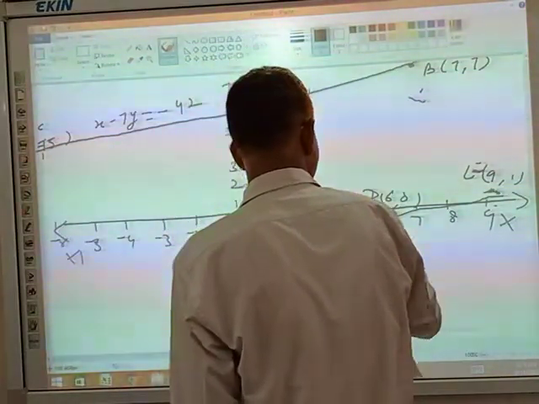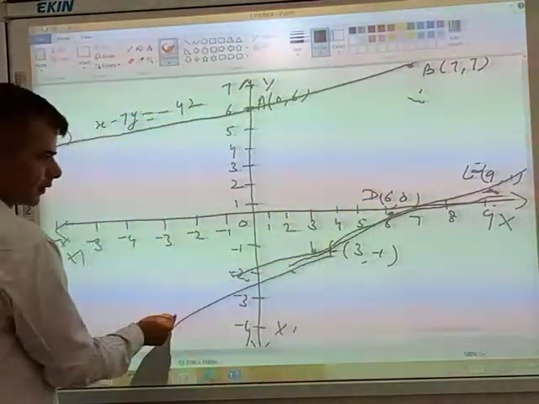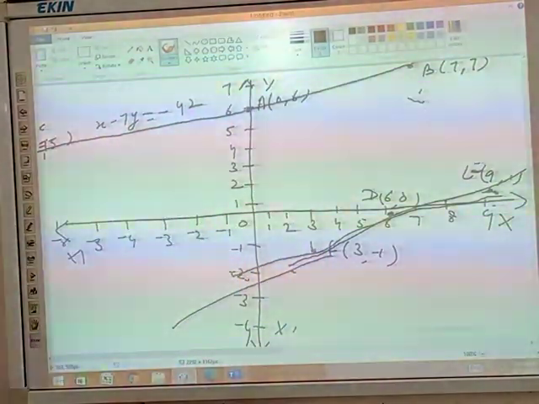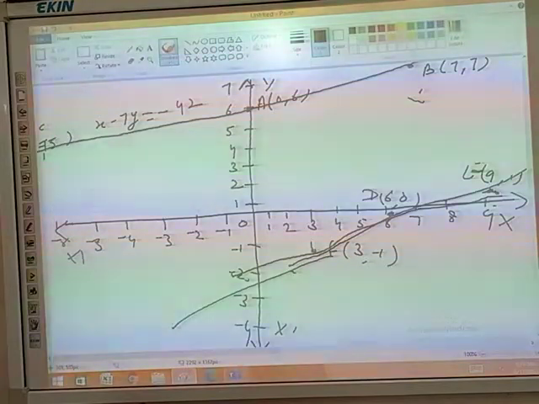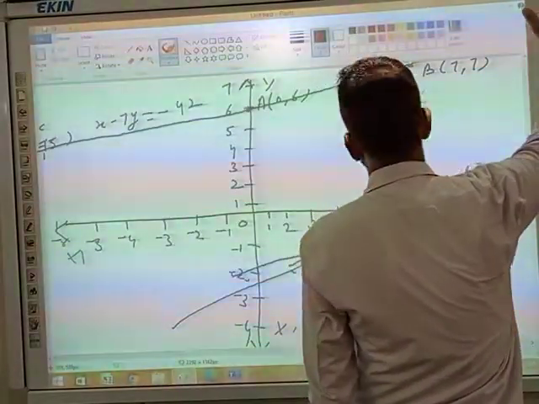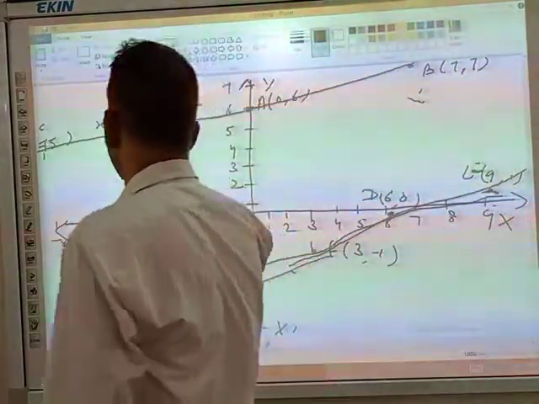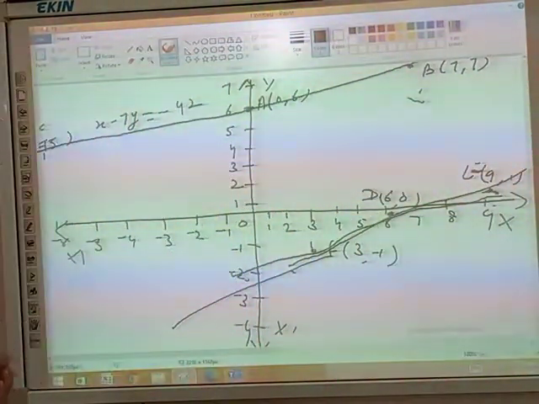So now we find the solution of the pair of equations. These lines will 100% intersect. If you extend these lines, they will intersect at a point. At that point, the lines intersect. That will be the solution.